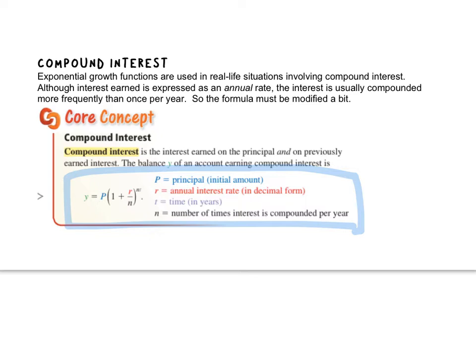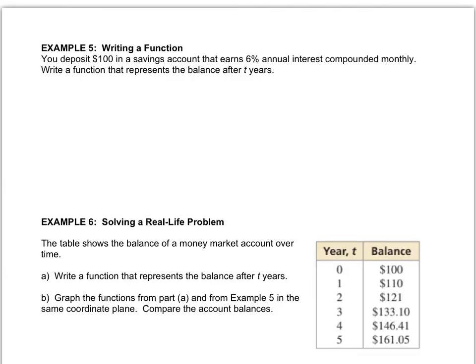And let's use that to answer a question on the next page. You deposit $100 in a savings account that earns 6% annual interest compounded monthly. So I've got $100. It's earning 6% annual interest, and it's compounded monthly. Those are important things if you look back at the formula. And then we have to write a balance after t years.